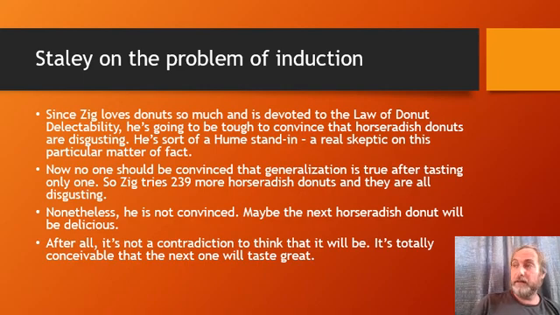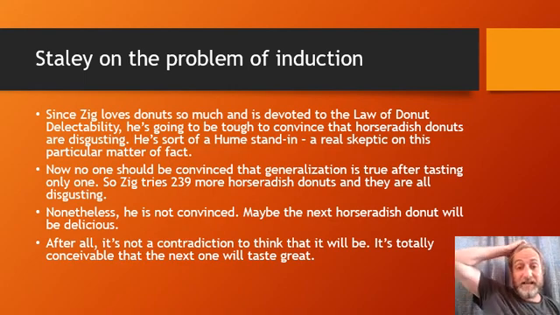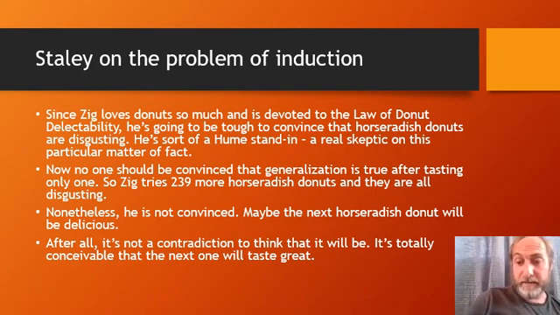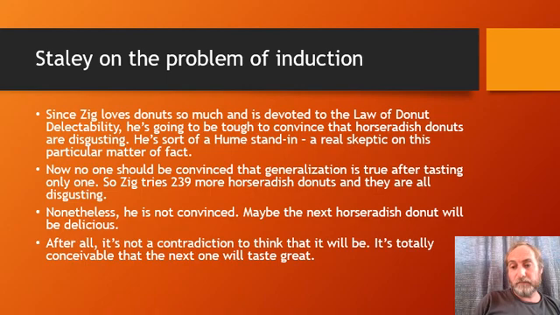However, Zig is very, very skeptical. Nonetheless, he is not convinced, right? You still think, well, it's possible that the next horseradish donut will actually be delicious, right? And after all, it's not a contradiction to think that it will be. If you had never heard of horseradish, and I told you horseradish donuts are delicious, it's not obviously contradictory, right? It's just a matter of fact that may be true, may be false. So even though he's had 239 terrible ones, it's not inconceivable the next one would be good.